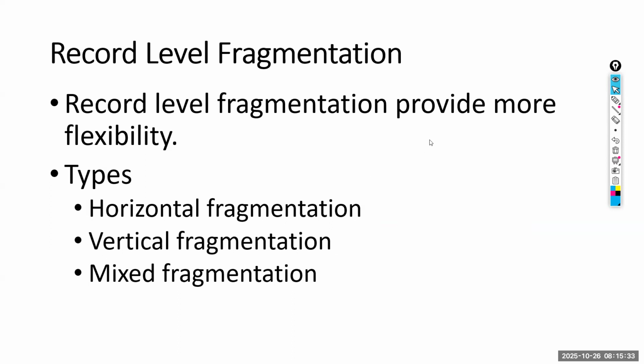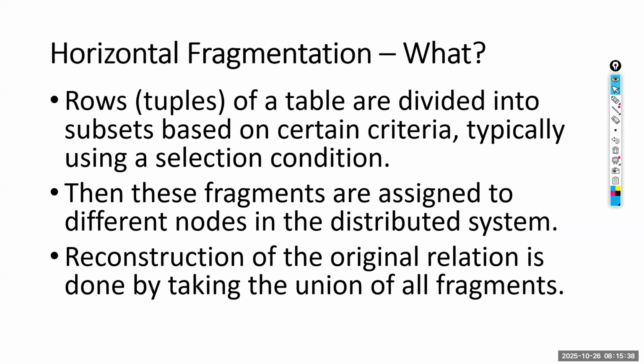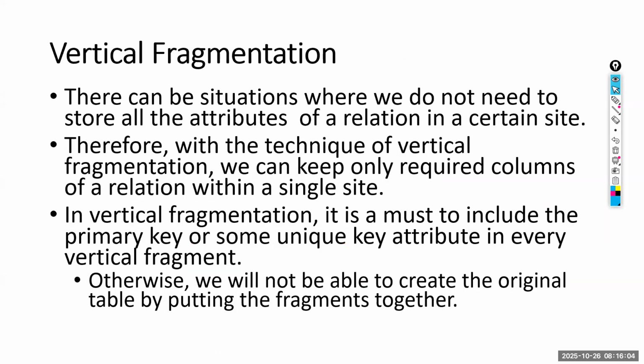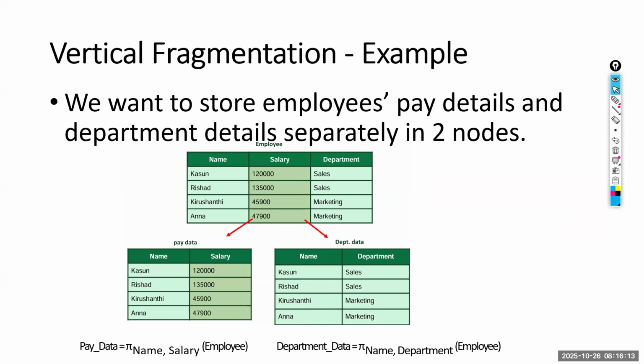I think that is where we stopped last class. Horizontal fragmentation: the same table, different records in different sites. Something like this: sales employees in the sales table, marketing employees in the marketing table, and maybe these two tables are in two different locations. Vertical fragmentation: some columns in site A, some other columns in site B, and definitely your primary key must overlap. Both sides you must keep your primary key, otherwise you can't combine those again. At the same time, there is a possibility that some columns are common in more than one place. So that is replication. In vertical fragmentation, the primary key must be replicated anyway.